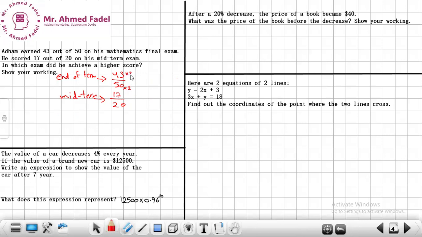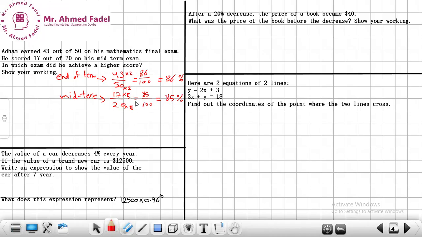Multiply by 2, multiply by 2. You learned it in year 6 and in year 7. And here multiply by 2, multiply by 2. So this becomes 86 over 100, which is 86%. This becomes, multiply here by 5, here by 5 to make it over 100. So this becomes over 100. 17 times 5 will give you exactly 85 over 100, which is 85%.